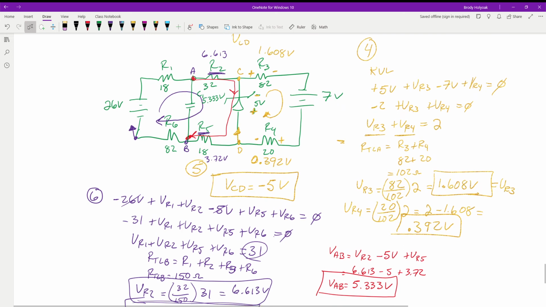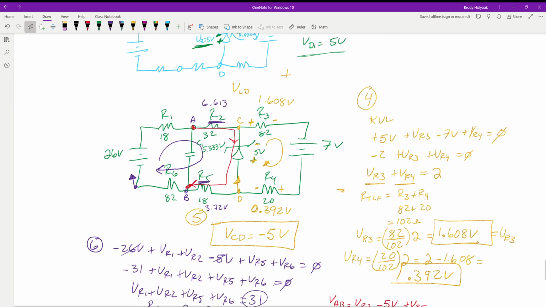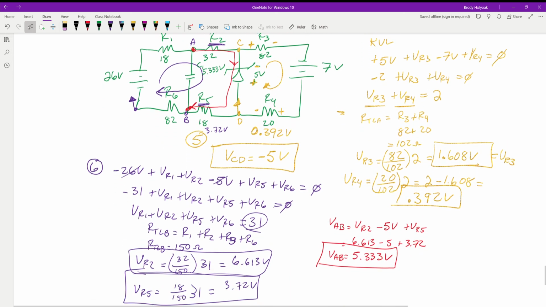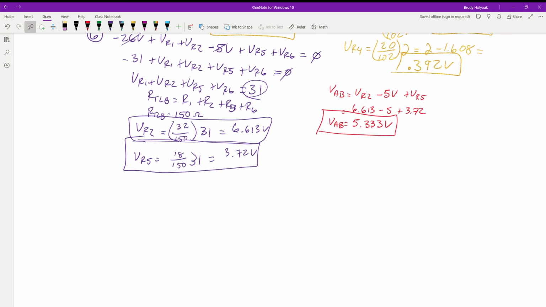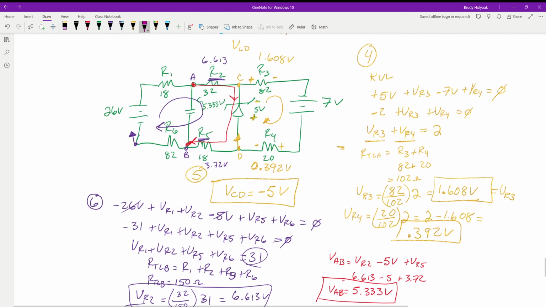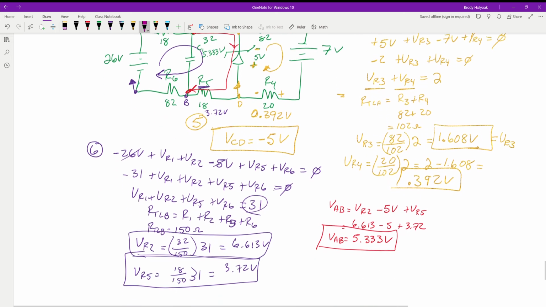All right, so last step we need to do is solve for the current going through C to D. So basically what we're looking at at this point is we're going to have R2 and R3. We'll have our diode. And then we'll have R4 and R5 down here. So what we have is 32 and 6.613.